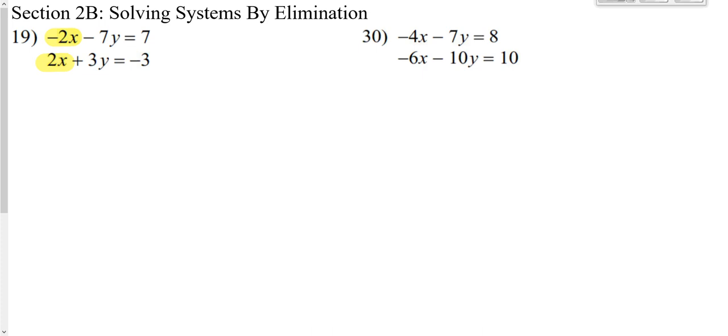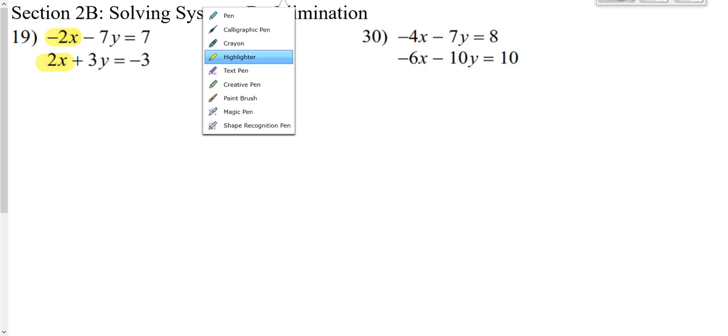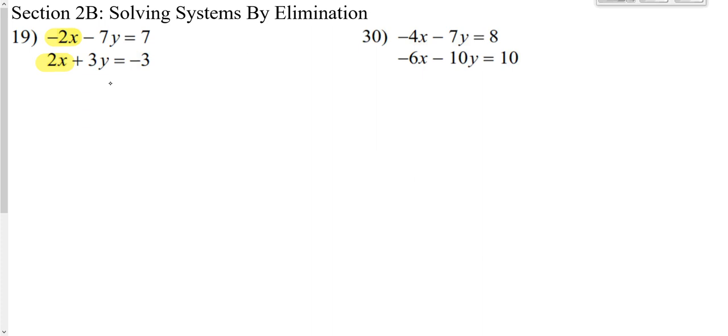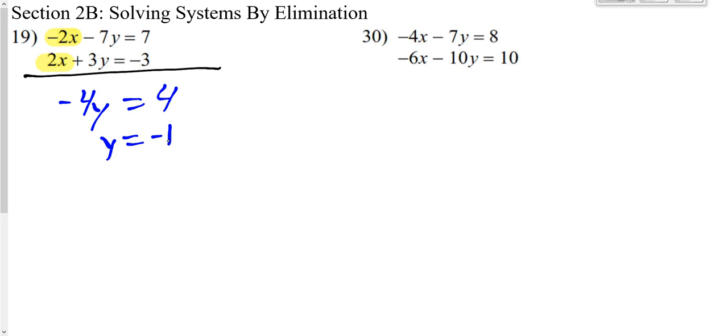That is always nice. So then all we have to do really is just add these equations together. So we're going to add our x's together. Well, they drop out. Then all we have to do is add our y's together. Negative 7y plus 3y is minus 4y. On the other side of the equal sign, we add those together. And then that gives us 4. And then we get y by itself by dividing both sides by negative 4, and we get minus 1.